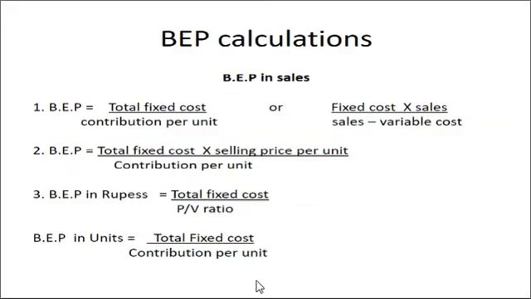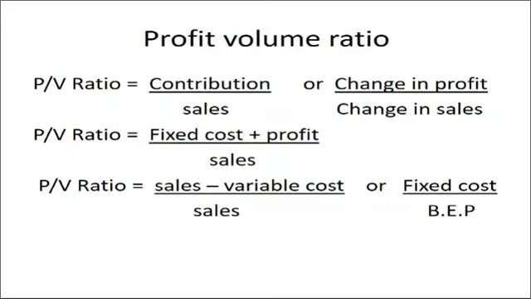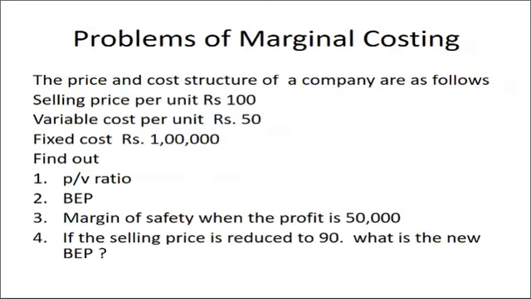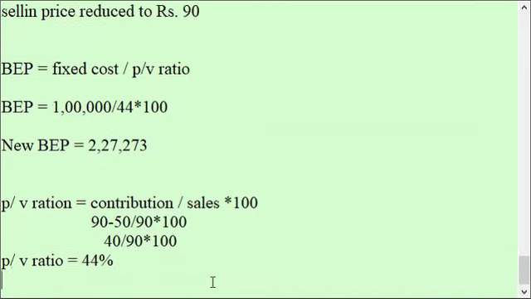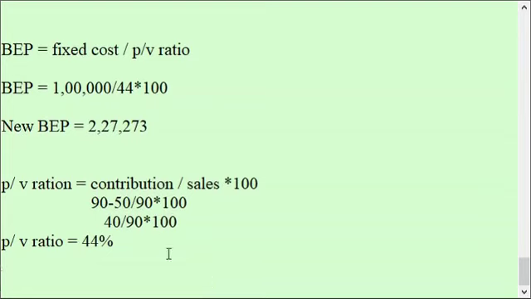So the last one, what are they asking? The selling price reduced to 90, what is the new BEP? We have calculated the new BEP, that is 2,27,273. Yes, I have done 3 question paper problems: 2013, 2012 and 2014 question paper problems. Okay, thank you students.